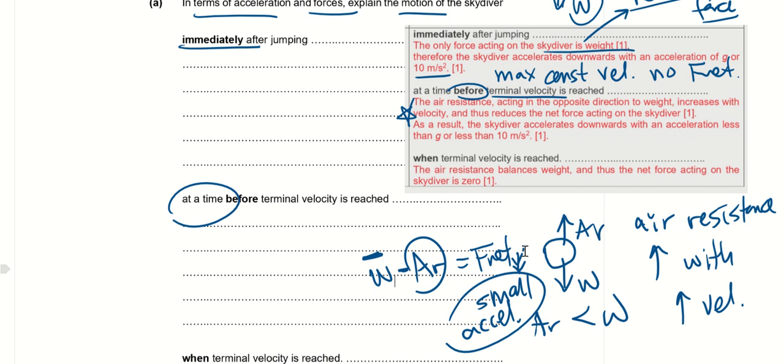But because my F net now is smaller, my acceleration is now a smaller value. As a result, the skydiver accelerates downwards with an acceleration less than g, or less than 10 meter per second square. So initially it was 10 meter per second square, but when velocity increases, air resistance increases, F net decreases. If F net decreases, there's still F net, just that the acceleration is now a lesser value than 10 meter per second square. Okay.